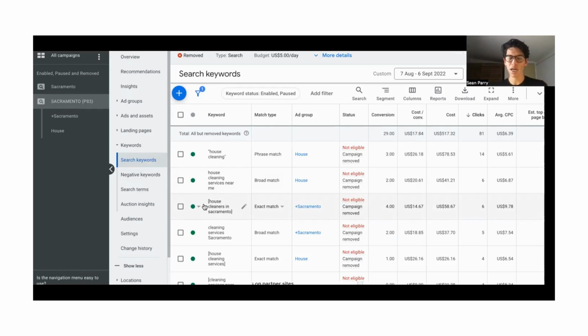But on the other side, it is impossible to predict all the different ways that people search for house cleaning services. One of the stats that Google gives us is that every single year, 20% of all the searches seen on the Google search platform had never been seen before. So this gives you an idea that how people search for things is continually changing and evolving with time.